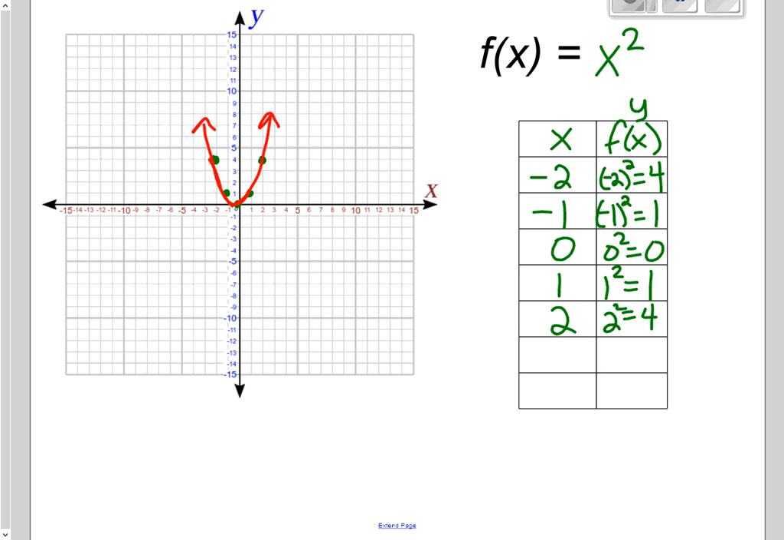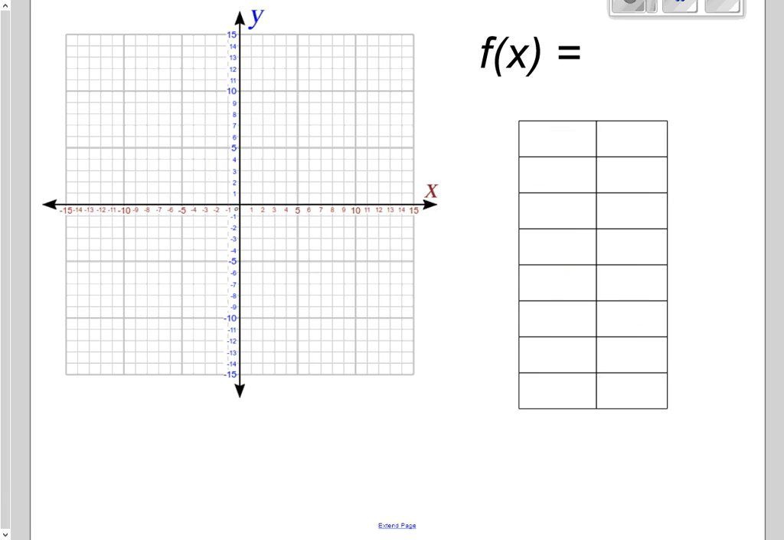Okay, so make sure that you can create your table of values for your quadratic. And you don't need to put in your actual calculations for your y values. We can just put in the answer. So 4, 1, 0, 1, and 4. Okay, so there's our base function for the quadratic. Let's move on. Let's talk about our next function.